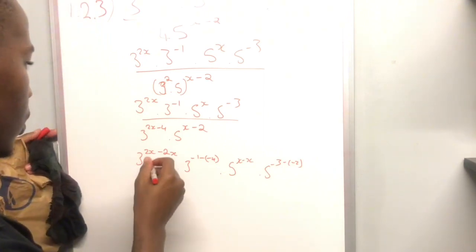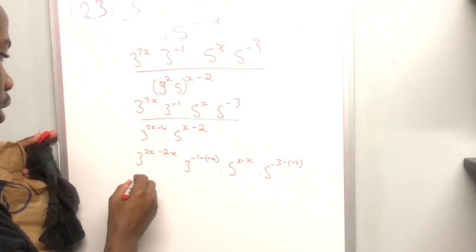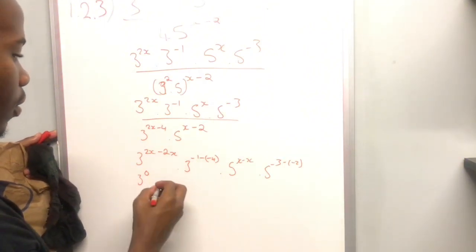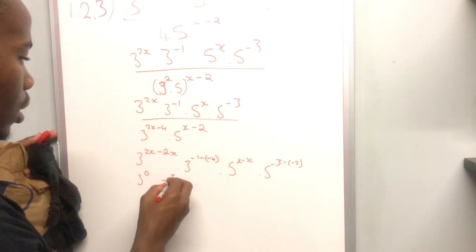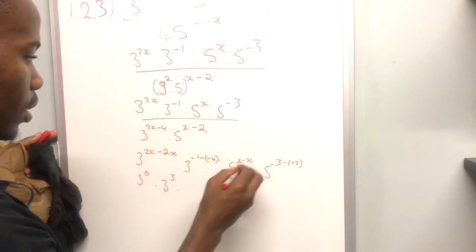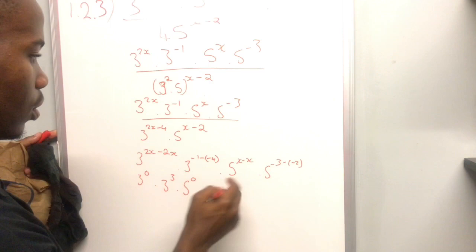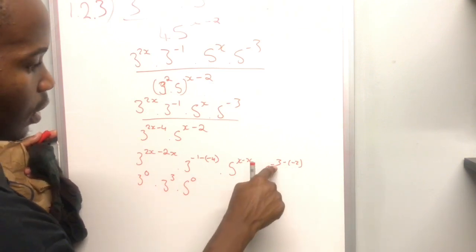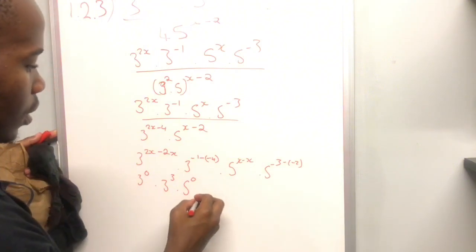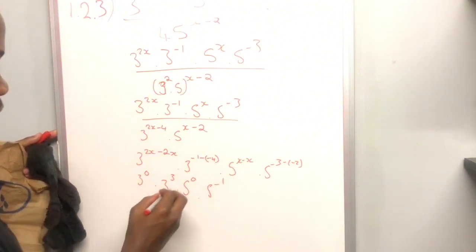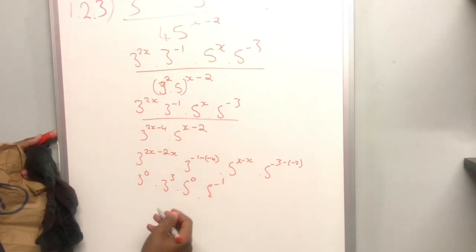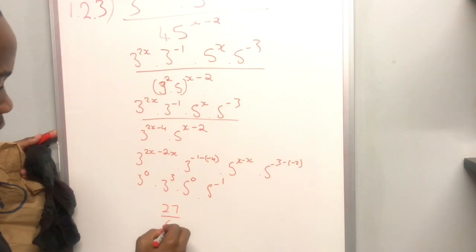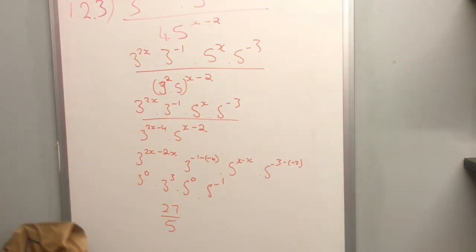Then what do we do? These ones are 0. Anything to the power of 0 is 1. And then this is actually negative 1 minus negative 4, which is 3. It's 27. This is actually 5 to the power of 0. This and this is actually to the negative 1. Negative 3 plus 2 is negative 1. So these are 1, 1. Then this is 1 over 5. This is 27 over 5. Do you catch that?